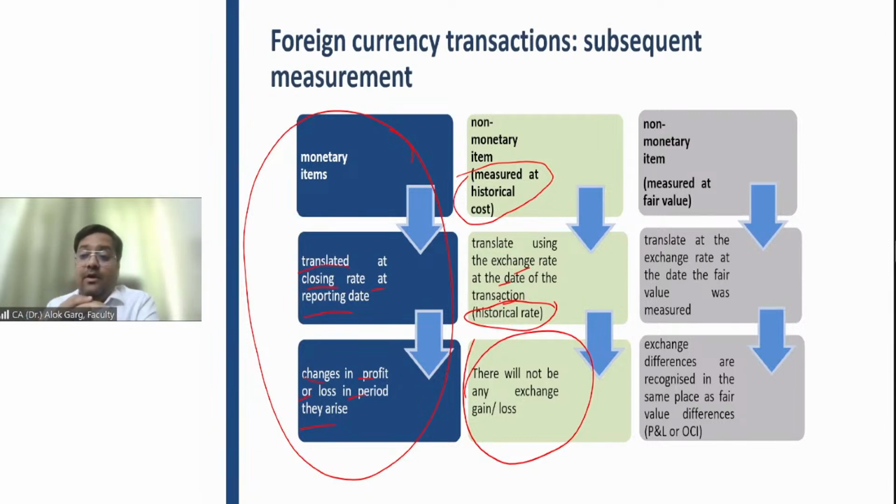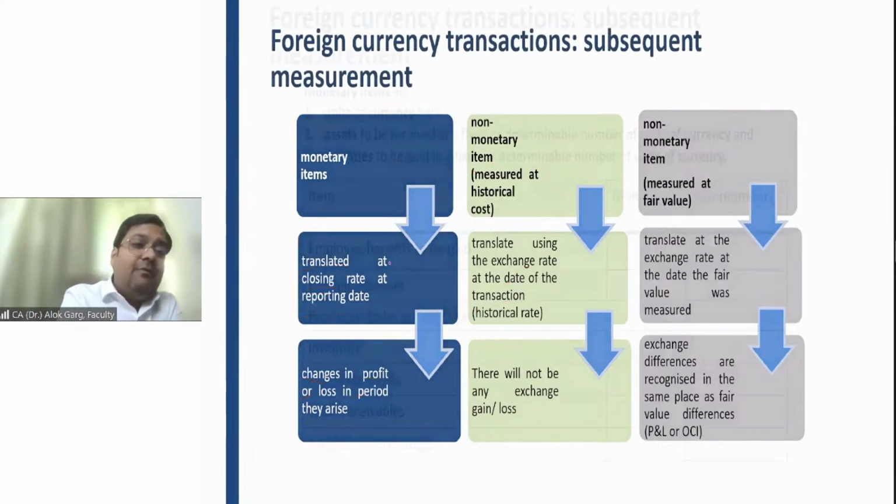Now the problem is you have opted for a revaluation model for these fixed assets. Now, what is that revaluation model? It means you are restating your fixed assets at fair value. The standard says that if a non-monetary item has to be measured at fair value, in that case, you have to translate that non-monetary item at the exchange rate at the date of fair value, right?